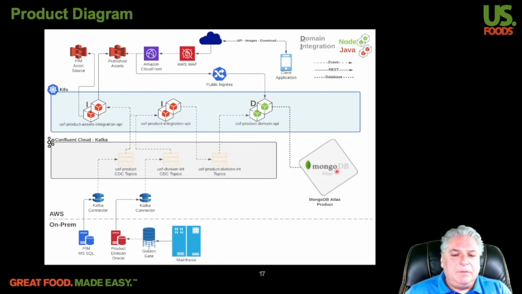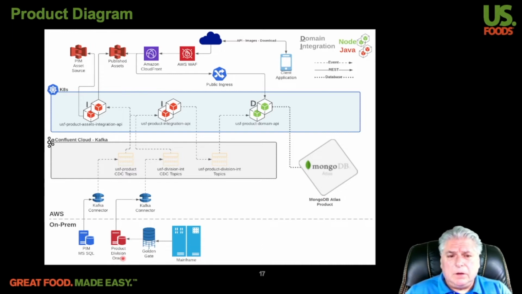As long as we keep that database up and running and we keep our microservices up and running, we could fill those requests really fast and scale that. But we have to get the data out there, right? So in our backend system on-prem, we have our product information management system, which has a Microsoft SQL Server database. We have our divisional data inside of an Oracle database.